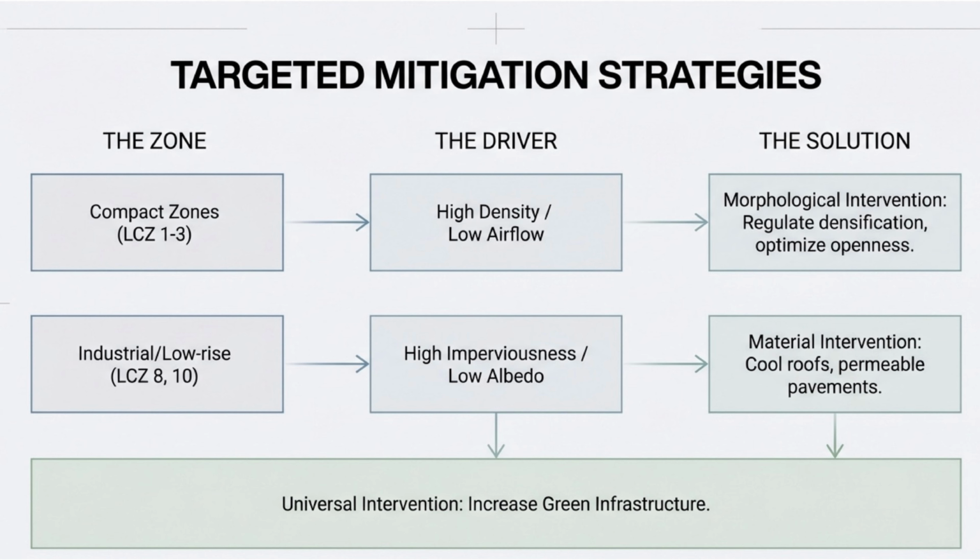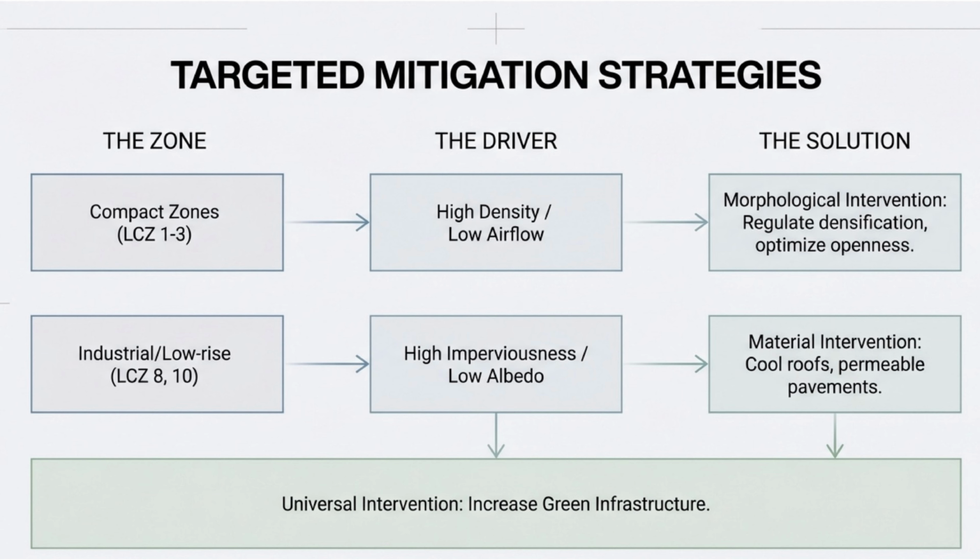LCZ A, dense trees, is nature's air conditioning, providing the highest magnitude of cooling through evapotranspiration and shading. LCZ G, water bodies, act as significant thermal buffers due to water's high specific heat capacity. And LCZ 9, sparsely built zones, consistently rank as the coolest inhabited zone because low building density and ample spacing allow for airflow and heat dissipation.